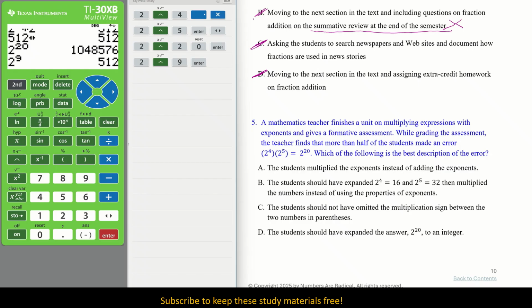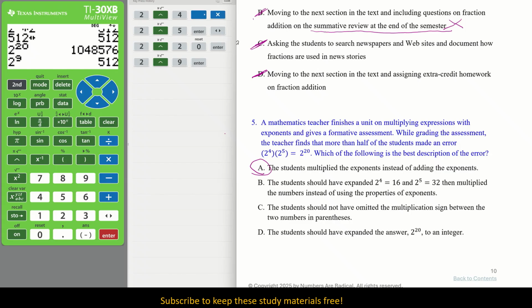Let's see. A says the students multiplied. It says which of the following is the best description of the error. So we're just trying to describe the error. Okay, fine. The students multiplied the exponents instead of adding. Well, that's what we just proved they did with our calculator. And this is a good way, if you get confused during the test on what you should know, you get tired and you're like, what was the mistake? Well, put in what you know into the calculator like we did just now. And obviously you see what happened.